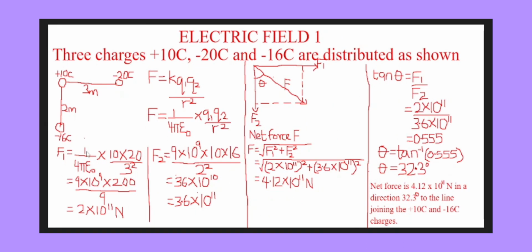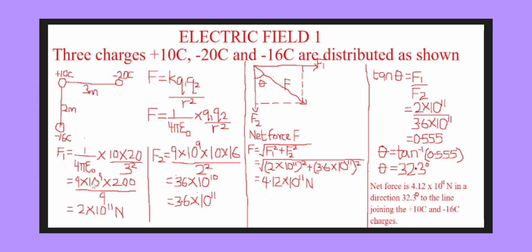Now the force between the plus 10 Coulomb charge and the minus 20 Coulomb charge is represented with F1, which is equal to 1 divided by 4 pi epsilon naught times 10, the 10 Coulomb charge, multiplied by 20, the 20 Coulomb charge, all divided by 3 squared. Where did we get 3? The distance between the plus 10 Coulomb charge and the minus 20 Coulomb charge.